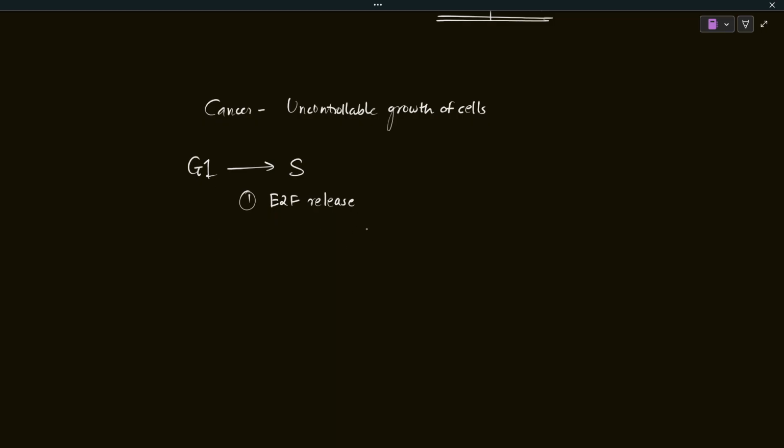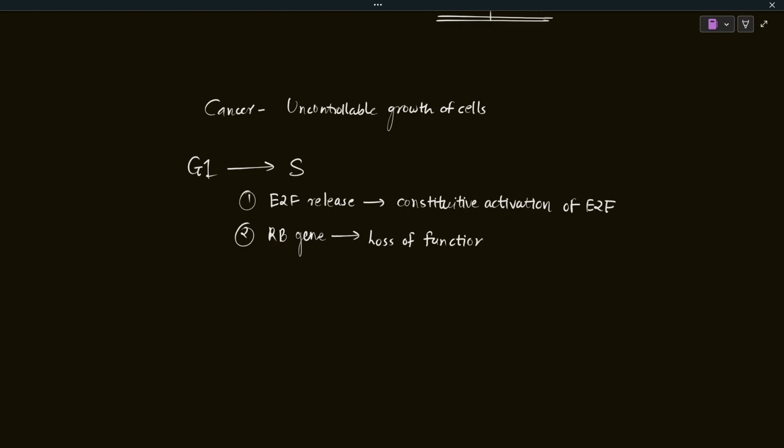But when this gets uncontrollable, so if there is constitutive activation of E2F, meaning E2F is free all the time, that will lead to cancer, that will lead to the transition of a normal cell to a tumor cell, right? Or something goes wrong with the retinoblastoma and it always stays phosphorylated. So let's say that there is a mutation in the RB gene. Which kind of mutation in the RB gene will lead to cancer? The loss of function mutation.